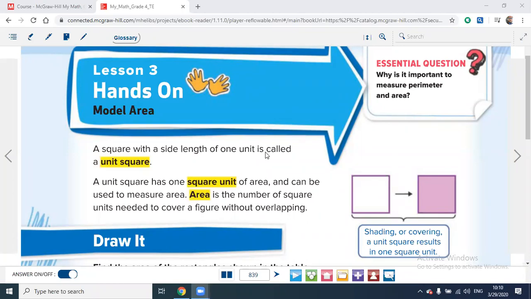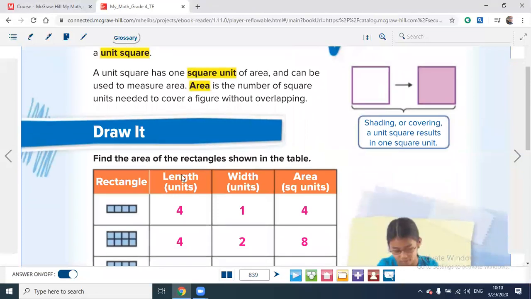Okay, here in this lesson, we'll study how to find the area of a shape, rectangle or square. As you see here, a square with a side length of one unit is called a unit square. Be careful about these definitions. A unit square has one square unit of area and can be used to measure area.